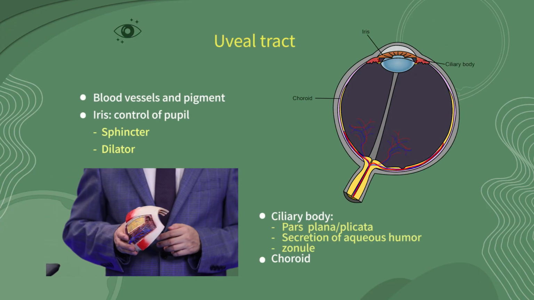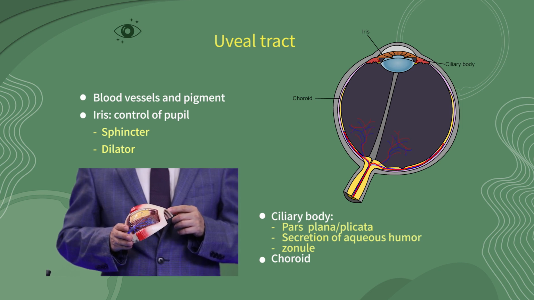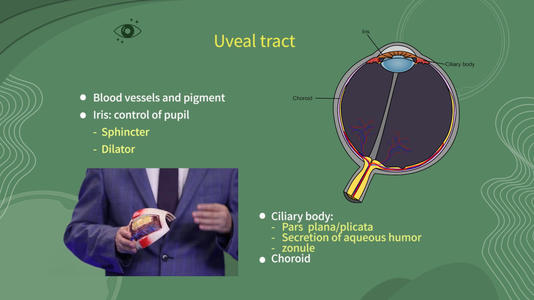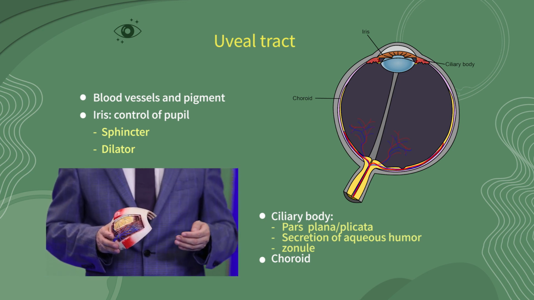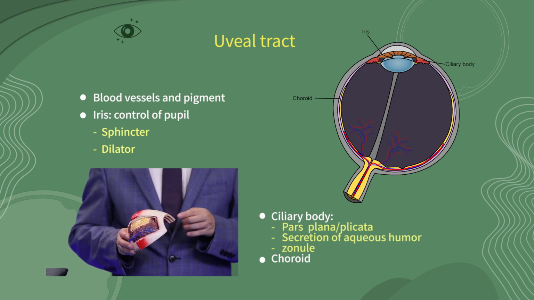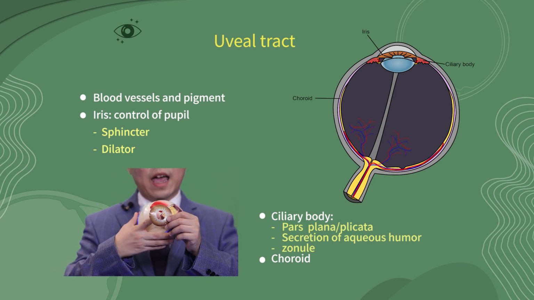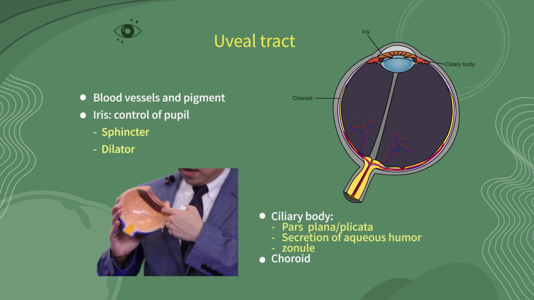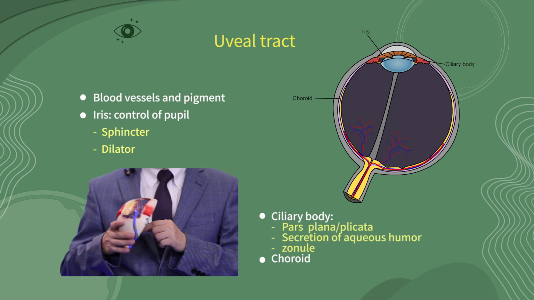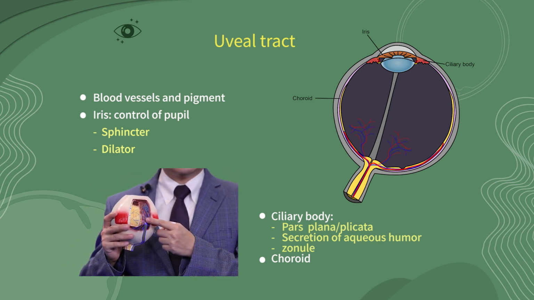Uvea tract is the middle layer of the eyeball. It is full of vessels and pigment. It contributes to the color of the eye. It may be black, brown, blue, or gray. There are three parts in the uvea tract. Iris locates at the front and controls the pupil size. Ciliary body at the middle secretes aqueous humor. The choroid at the back provides blood supply to the outer part of the retina.